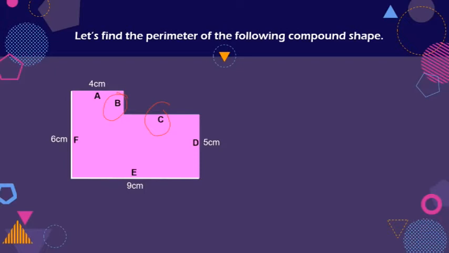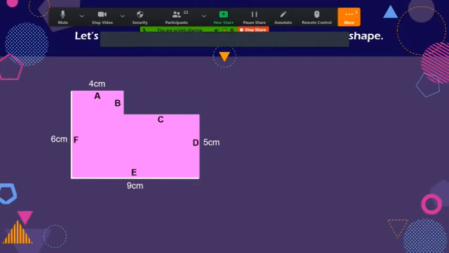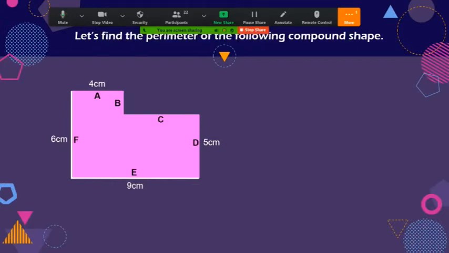Wait a minute, I have to erase this one. We know, class, that side A and side C are the opposite sides of side E. And side E needs to be equal to side A and side C.